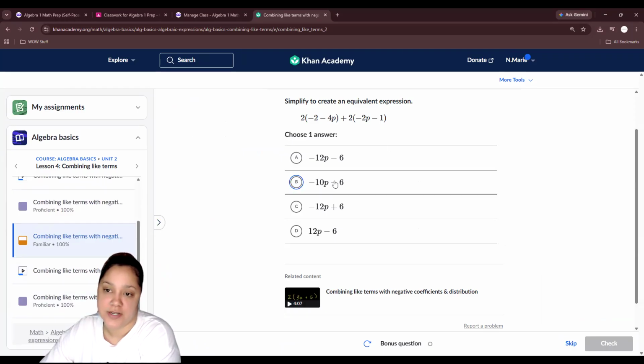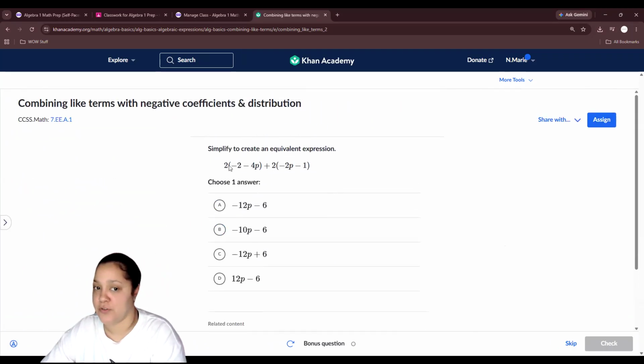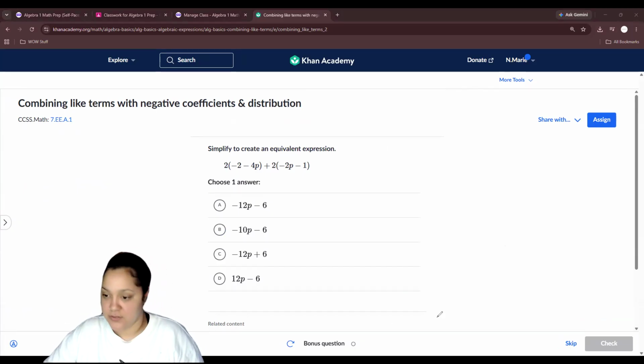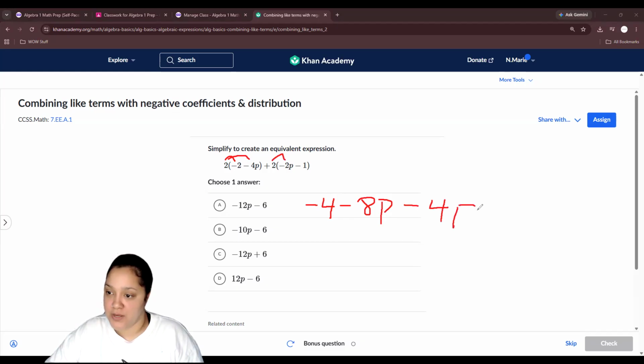Okay, so now it's going to get a little more challenging because now we have some distributive property. It says combine like terms with negative coefficients and distribution. Whenever you see distributive property, you always want to do that first. Like, PEMDAS says, deal with parentheses first, multiplication first. So always distribute first. This gets us negative 4, right? 2 times negative 2 is negative 4. 2 times negative 4p is negative 8p. And then here, 2 times negative 2p is negative 4p. 2 times negative 1 is negative 2.